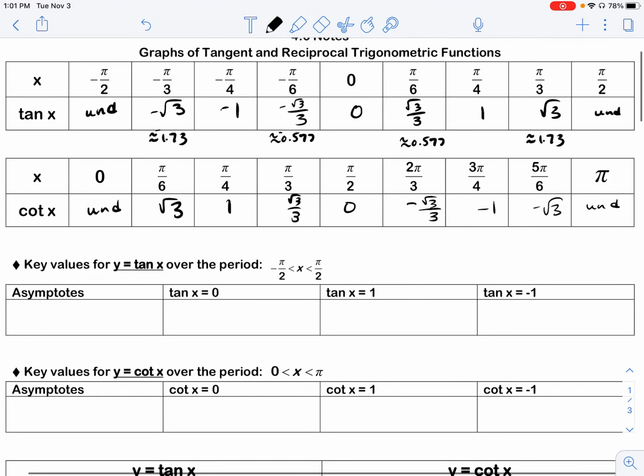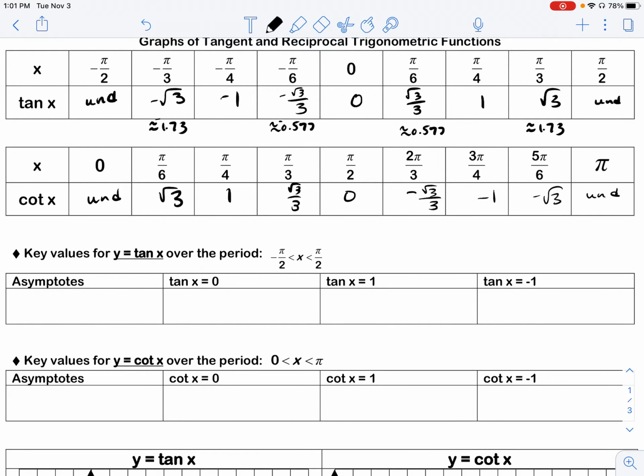Now that we have a couple of values for tangent, we have what we need to start graphing. Let's categorize a couple of our unique values. First off, where do we have vertical asymptotes? That's effectively asking where our tangent function is undefined. We notice we have undefined values at x equal to negative pi over 2 and pi over 2. We see that tangent of x is equal to 0 at x equal to 0, tangent of x is equal to 1 at x equal to pi over 4, and negative 1 at negative pi over 4.